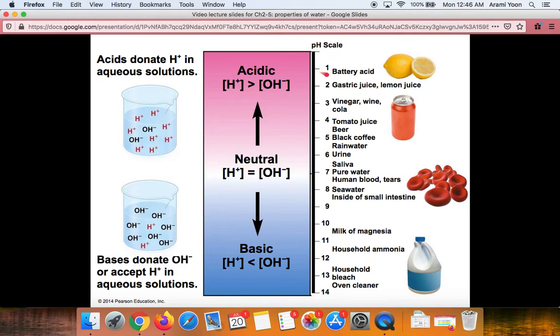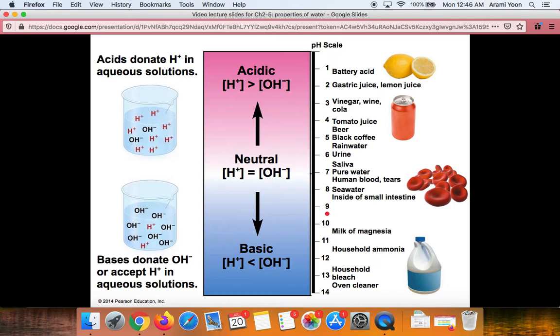So battery acid has a pH of 1. Lemon juice has a pH of around 2. And blood has a slightly basic pH. It's like 7 point something.